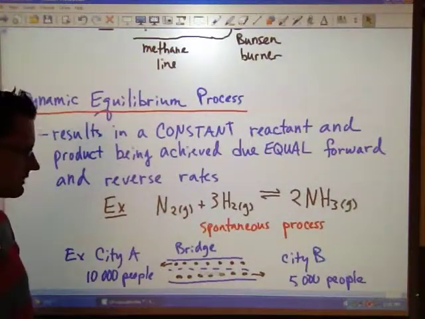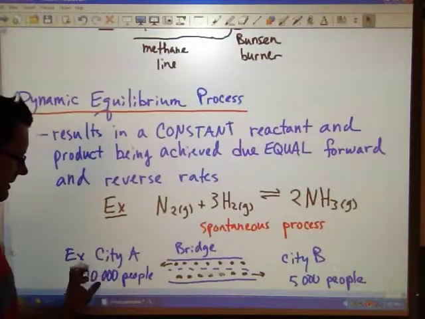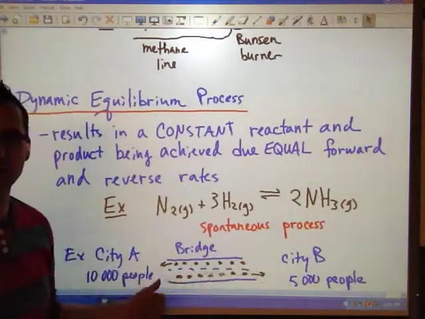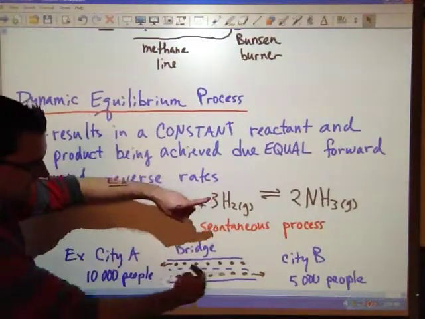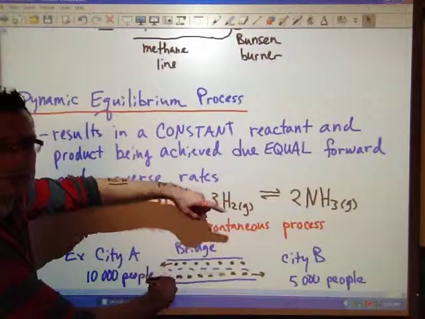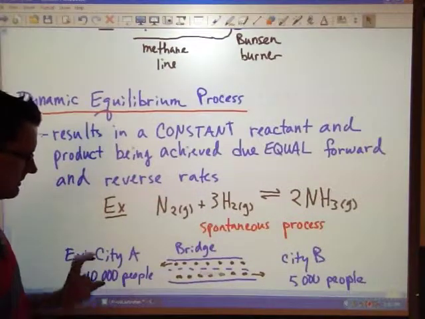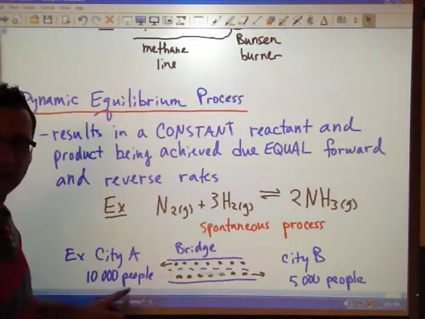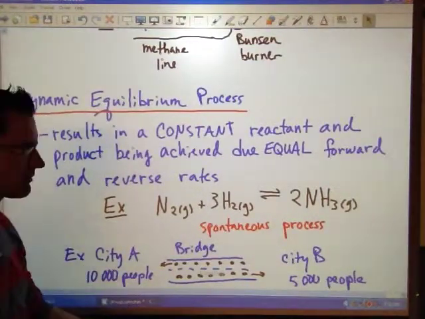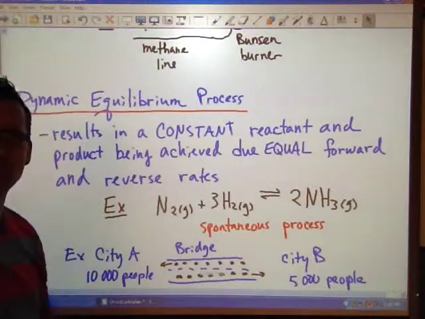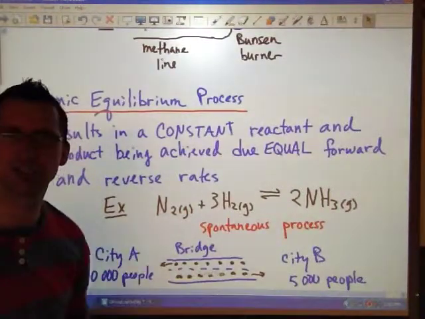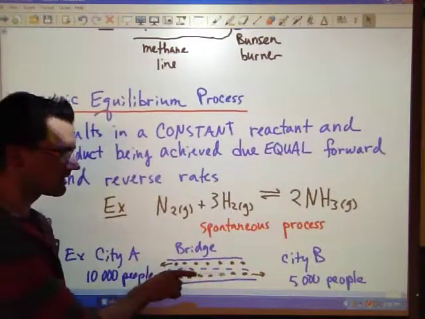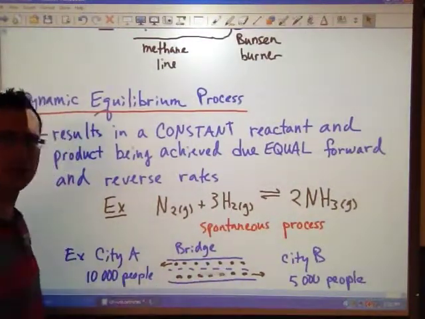Another real-life example of a dynamic equilibrium would be a bridge between two cities. During rush hour in the morning, we could have people from city A who work at city B and city B people working at city A. So you can see there's an equal number of people crossing the bridges at each time. And the city A population remains constant because what they're losing, they're gaining. Let's say city A could be 10,000 people, and city B could be 5,000 people. These city populations aren't equal, but they remain constant because we have an equal amount of people leaving and an equal amount of people coming back.